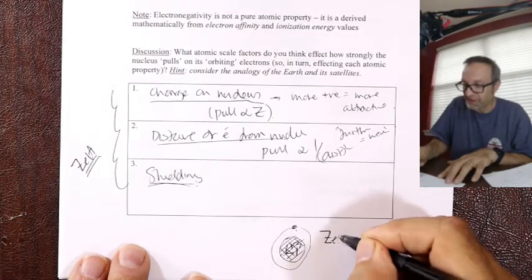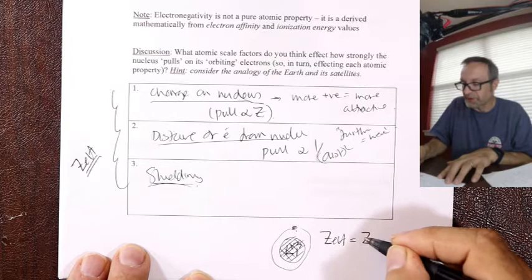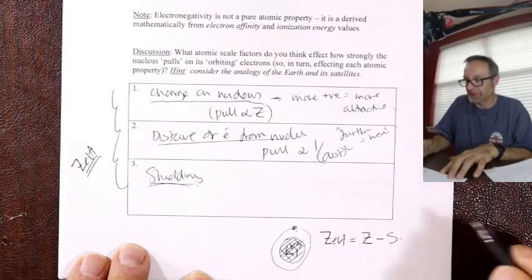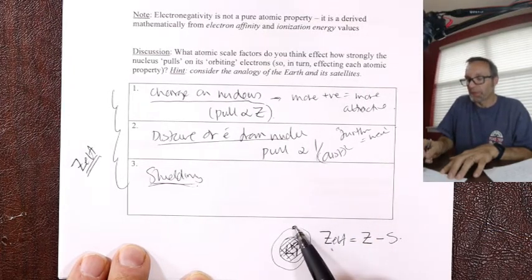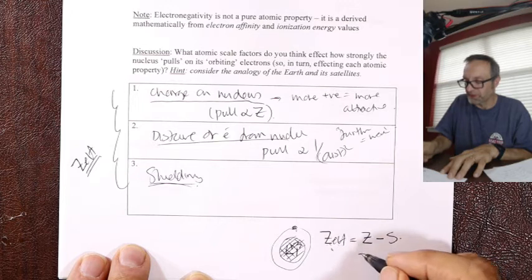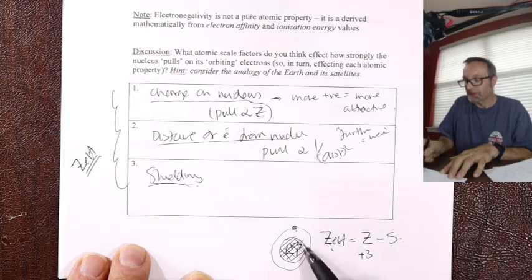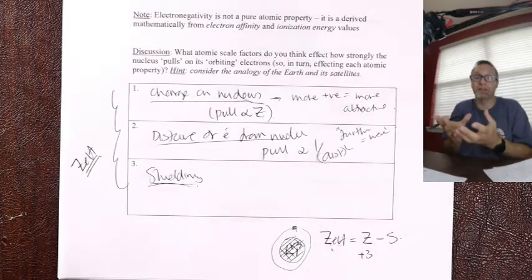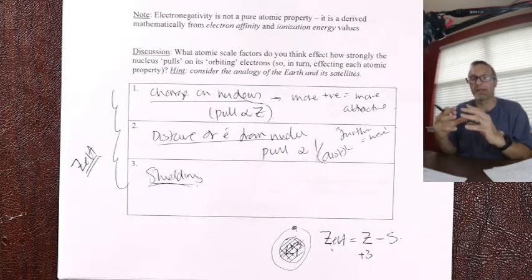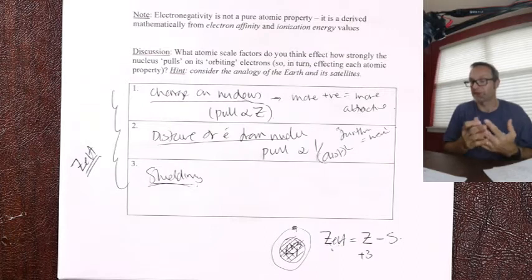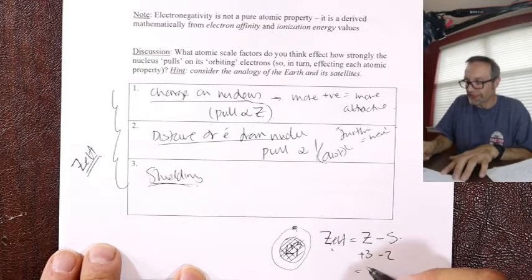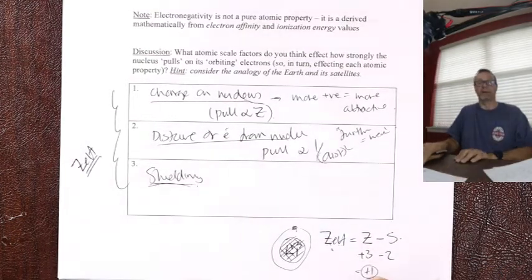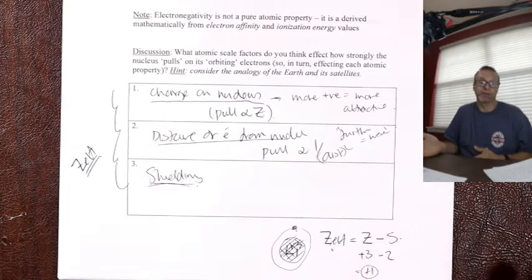So the effective nuclear charge equals the real charge minus the shielding. What does that mean? The attractiveness that the valence electron feels, which is the effective nuclear charge, equals the charge on the nucleus, +3, minus what we call shielding electrons, the electrons in the way in the underneath core levels. The number of core electrons in the way shields the nucleus, and that's 2. So it actually feels an effective nuclear charge of +1, even though it's a +3 nucleus.